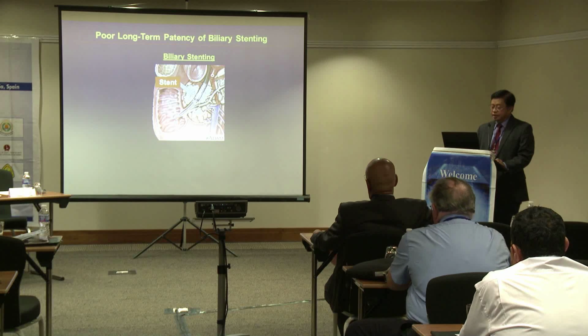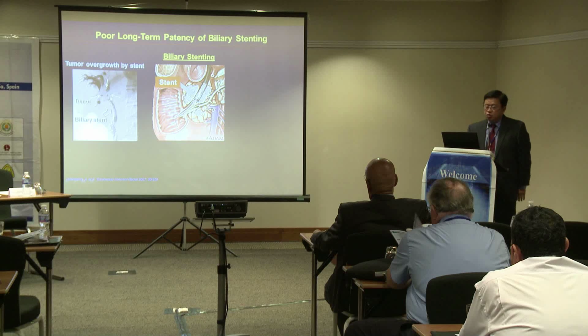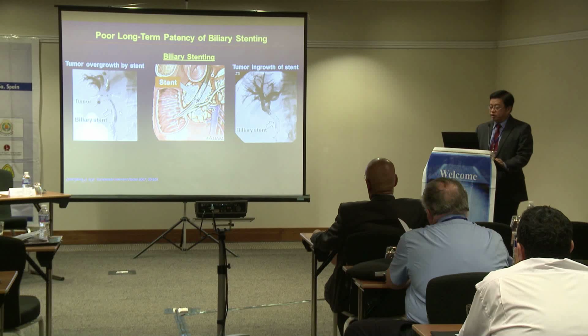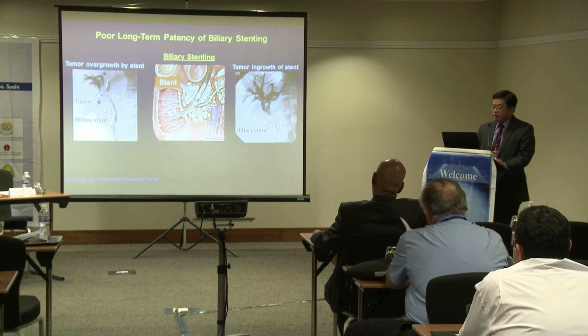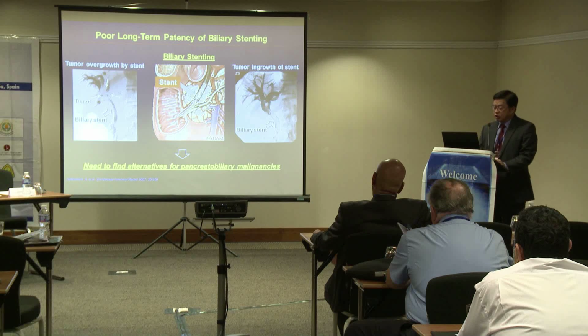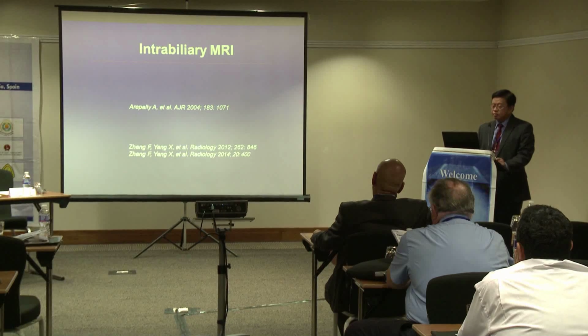However, the problem is that once we place a stent here to open the biliary duct, we can see that 2 months later, the tumor overgrows at the end of the stent and occludes the bile duct again. Also, this tumor is very aggressive. It can infiltrate through the stents into the lumen, and then it makes this occlusion here. So now we need to find alternatives to manage this problem.